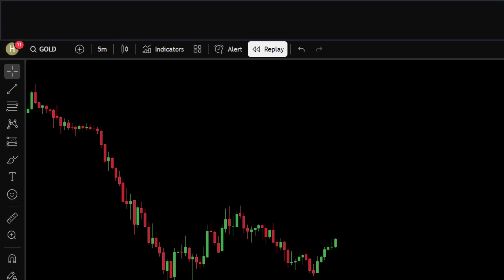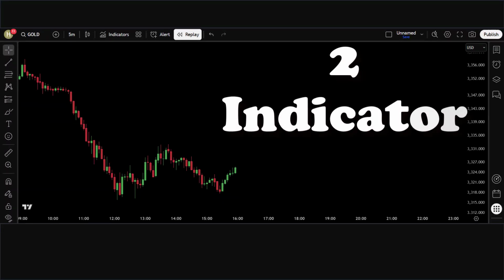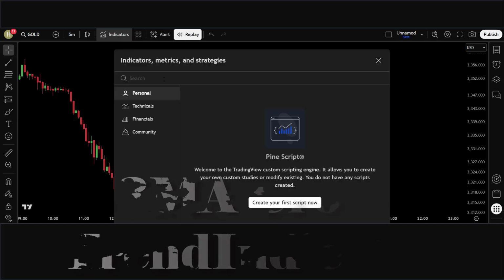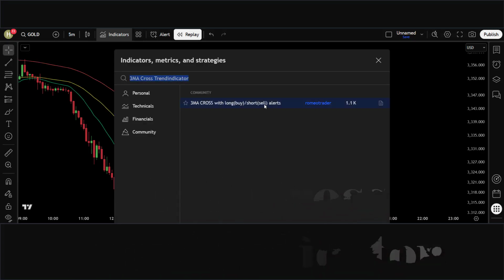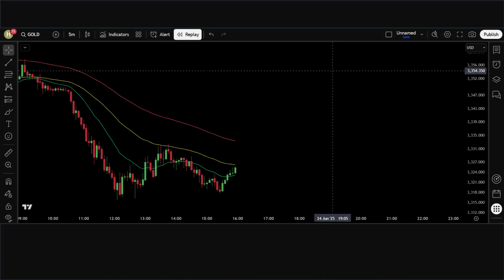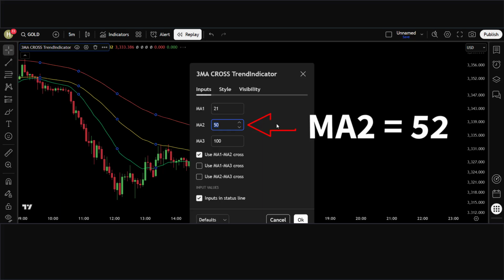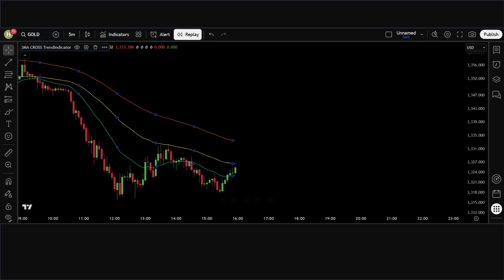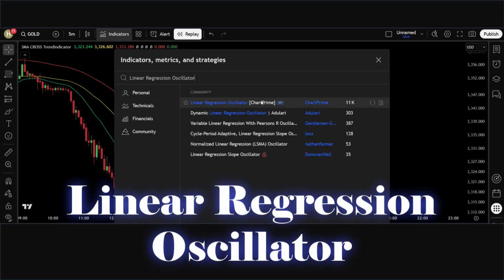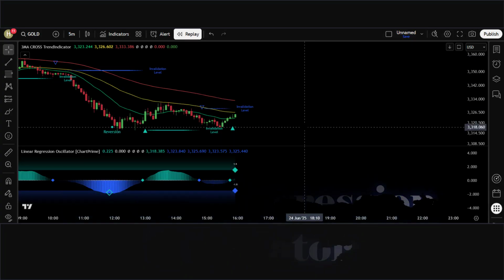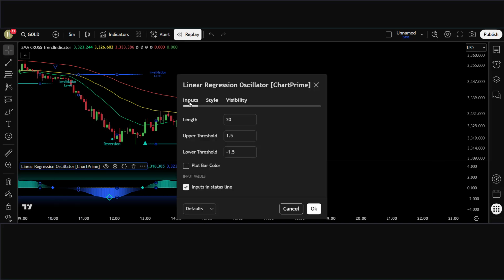Let's get started. We are going to test this strategy on the 5-minute time frame on the gold chart. In this setup we would require two indicators. First indicator name is 3MA cross trend indicator. Keep the indicator setting as I have shown here. We have to apply another indicator on the chart. Second indicator name is Linear Regression Oscillator. Keep the indicator setting as I have shown here.